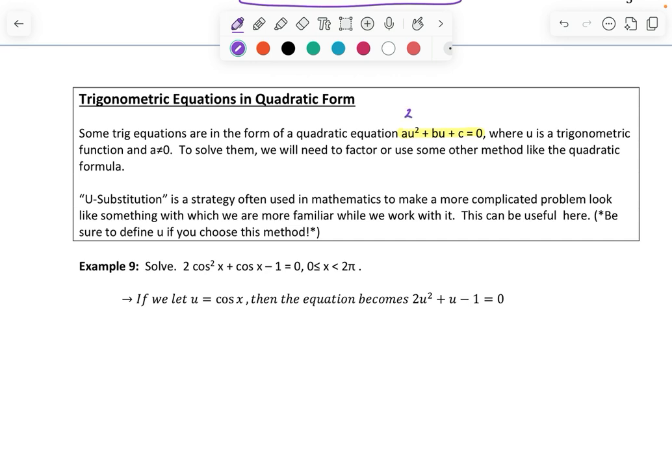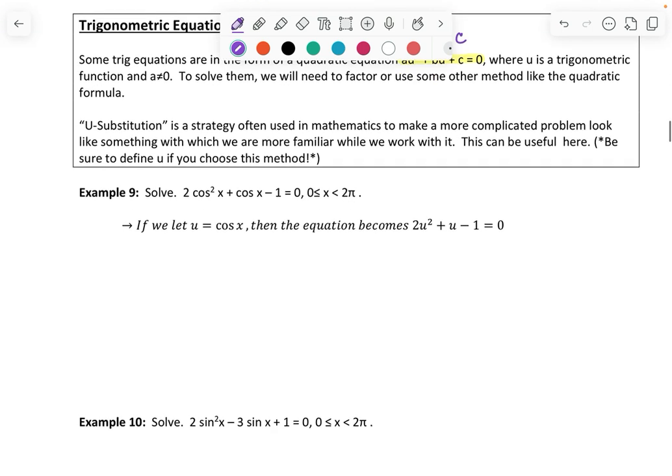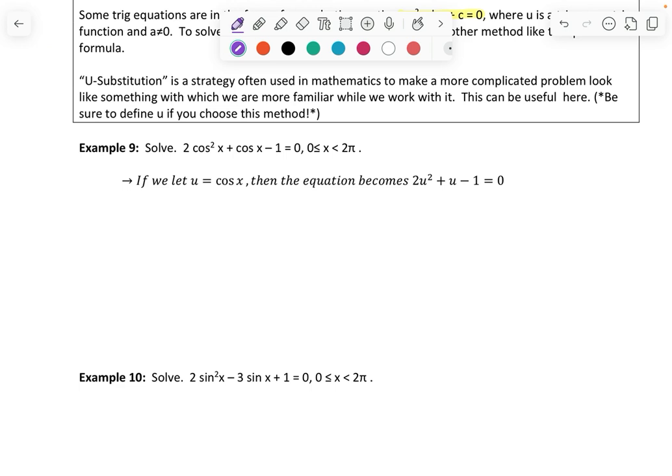We've got a squared term, a first power term, and a constant term equal to 0. U substitution is a great strategy here. It allows us to take out the trig to make it look like something we're used to working with, and then put the U back in. Now, make sure when you are working these problems yourself, you have to make that statement of let U equal whatever it's going to be.